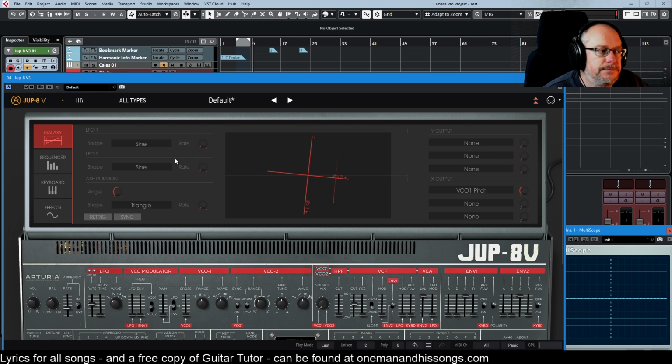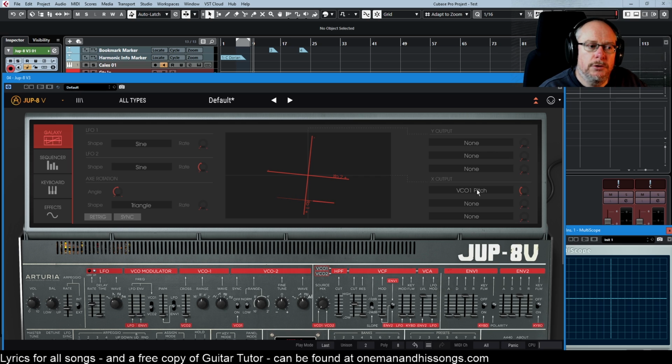LFO2, on the other hand, is now this line here. So that is operating currently on the X-axis. So if I turn LFO2 on, we're going to go back to having a dramatic effect on VCO1 pitch. So just think about that for a moment. The LFO, whether it's LFO1 or LFO2, is irrelevant.